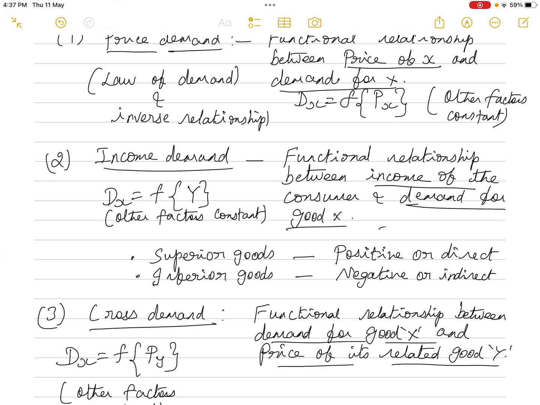And the second type of demand is the income demand. Income demand is the functional relationship between the income of the consumer and the demand for commodity X or any commodity.